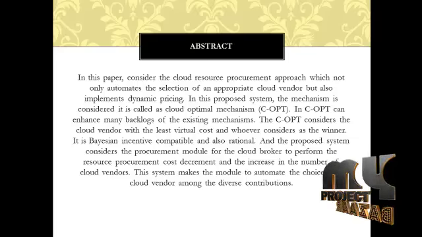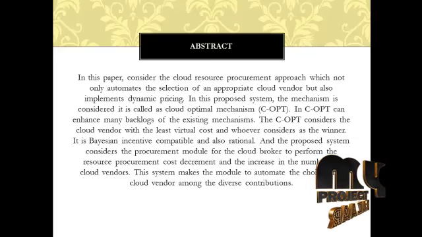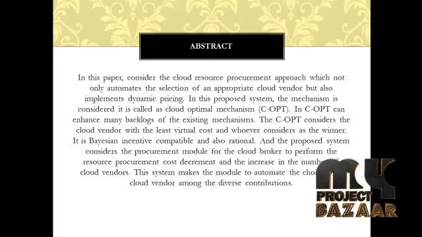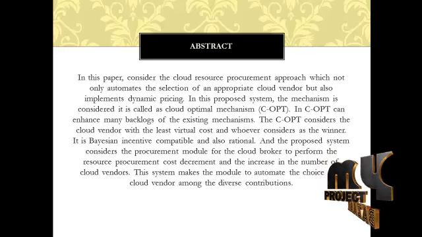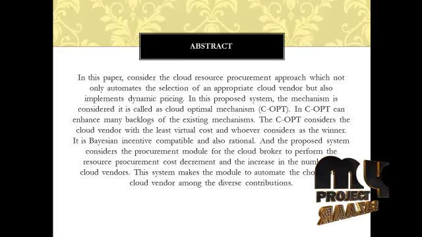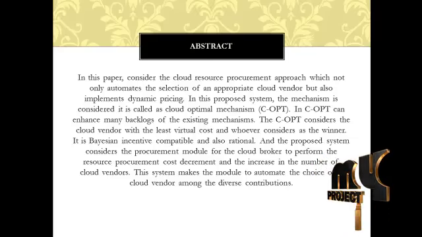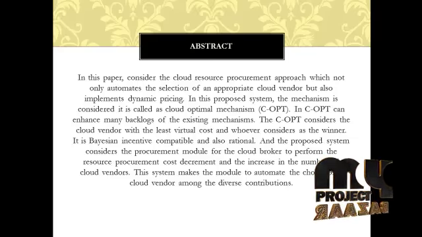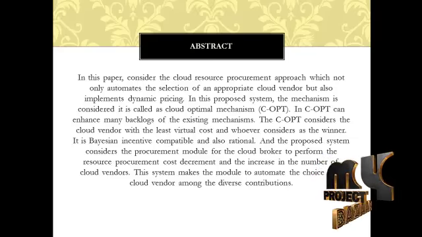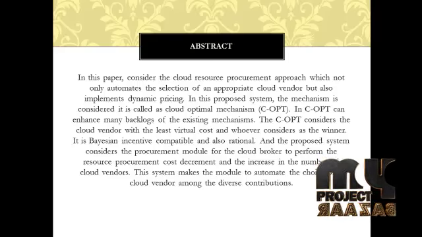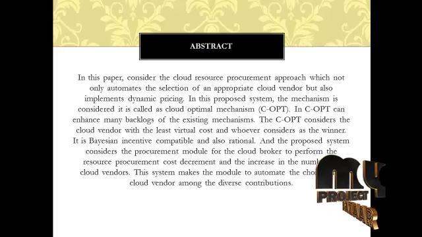In this paper, we are considering a cloud resource procurement approach, which not only automates the selection of an appropriate cloud vendor but also implements dynamic pricing. In the proposed system, we are considering a proposed mechanism called Cloud Optimal Mechanism. This system enables the module to automate the choice of cloud vendor among the diverse contributions.